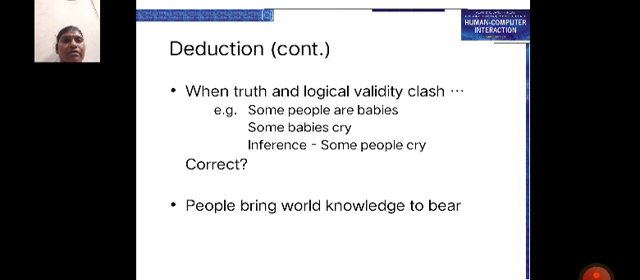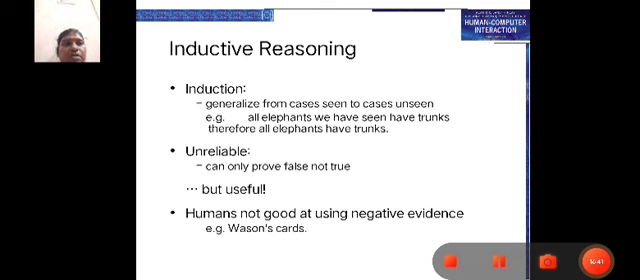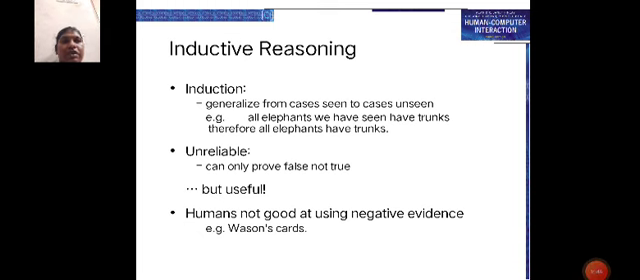And in deduction, when truth and logical validity clash, for example, some babies cry, so some people cry. We also know that some people cry, so we detect it. People bring world knowledge to bear. In inductive reasoning, we generalize from cases seen to cases unseen. It is unreliable, can only be proved false, but is useful. Humans are not good at using negative evidence.